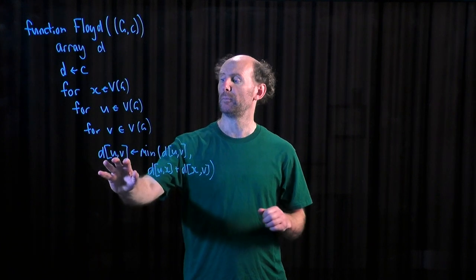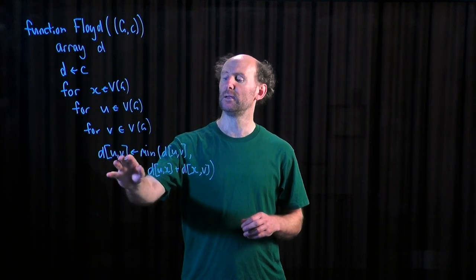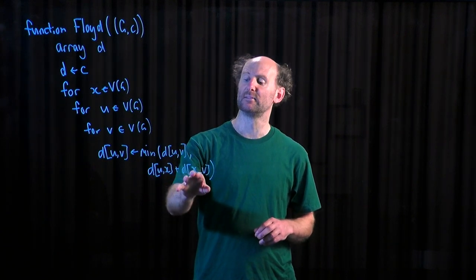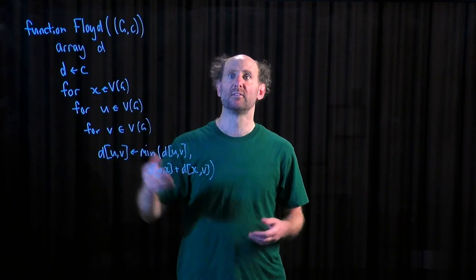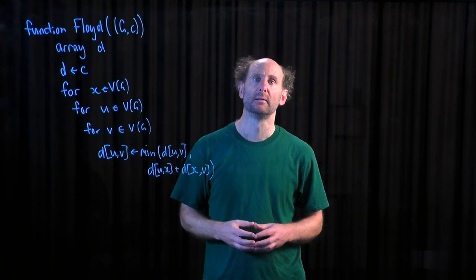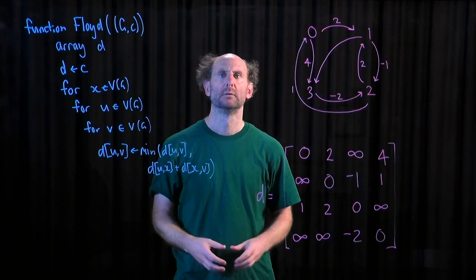So we see whether we can update the distance matrix D at uv by considering the distance from u to x plus the distance from x to v. Now you can see exactly why this is a cubic algorithm and it's costly to run by hand. But we'll have a look at a small example to get an idea of how it works.